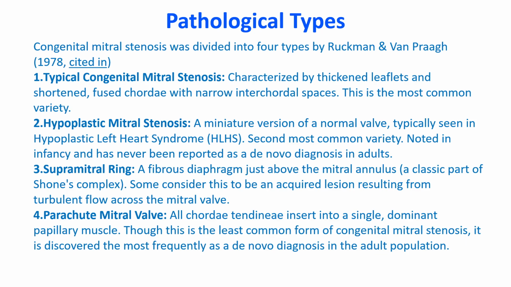Parachute mitral valve. All chordae tendineae insert into a single dominant papillary muscle. Though this is the least common form of congenital mitral stenosis, it is discovered the most frequently as a de novo diagnosis in the adult population.